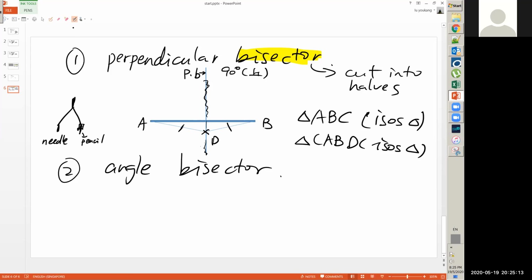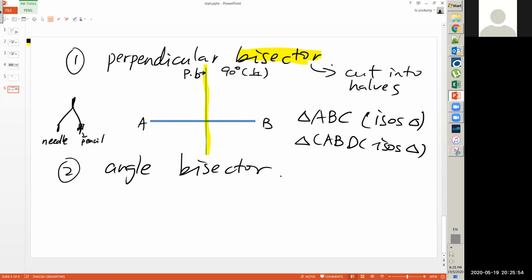Okay? So I think I have answered your question just now. The answer is any point on the line will be equidistant to A and B. Am I right? Yeah. So remember, any point on this line PB, your perpendicular bisector, will be equidistant to your A and B. Okay, so that is the property of a perpendicular bisector of a line.